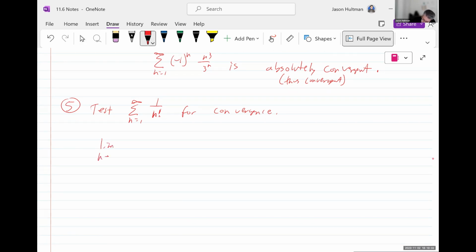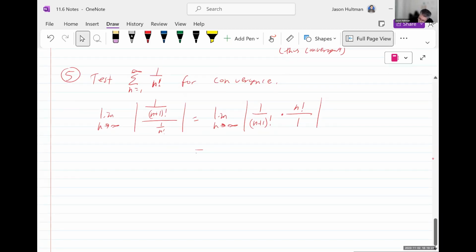Okay, the limit as n goes to infinity of 1 over n plus 1 factorial over 1 over n factorial equals the limit as n goes to infinity of 1 over n plus 1 factorial times n factorial over 1. Okay, so this thing just equals the limit as n goes to infinity of n factorial over n plus 1 factorial. What does that mean? N factorial over n plus 1 factorial.